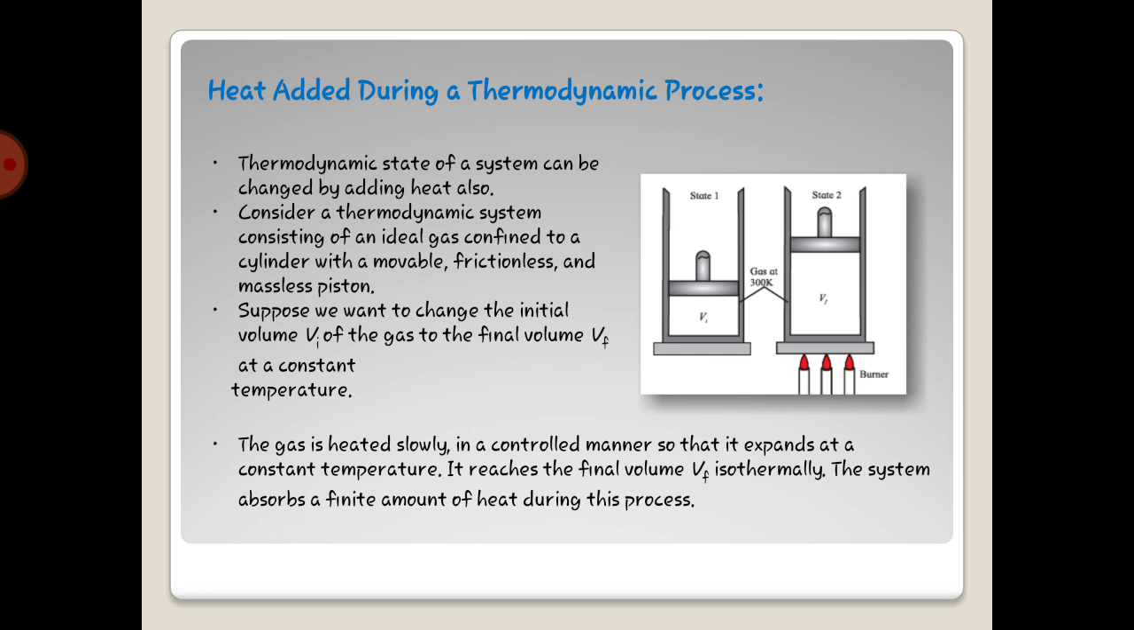It is a controlled manner. Why is it so? So as to maintain the temperature. It reaches the final volume after some time. It reaches the final volume Vf isothermally. The system absorbs a finite amount of heat during the process, that you can see over here. How does the volume change? By adding external heat to it, but it should be in a controlled manner so as to maintain the equilibrium.